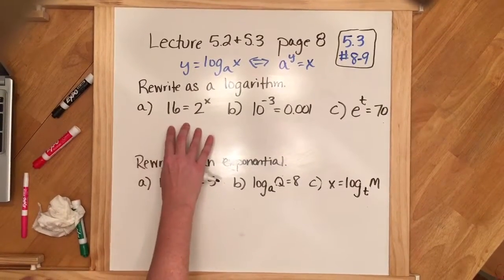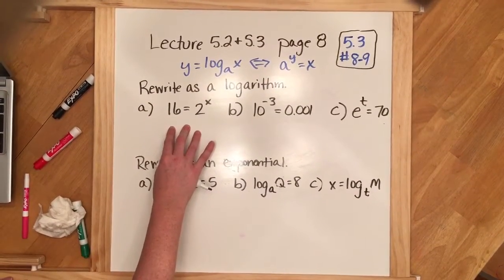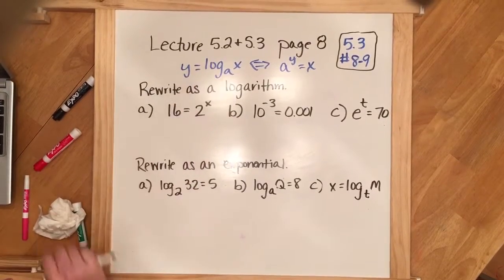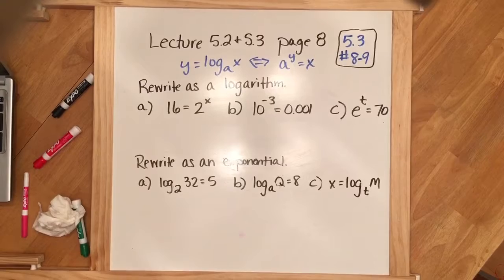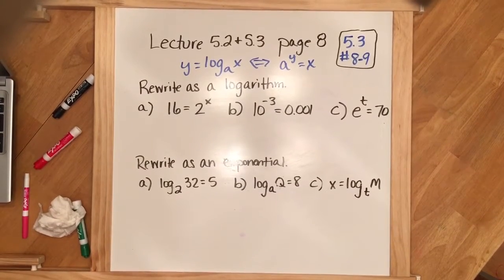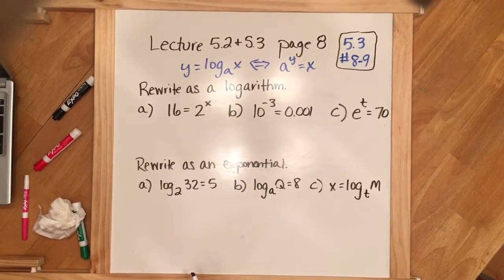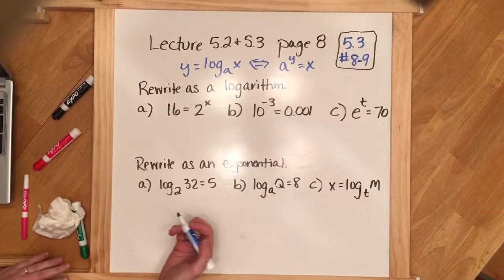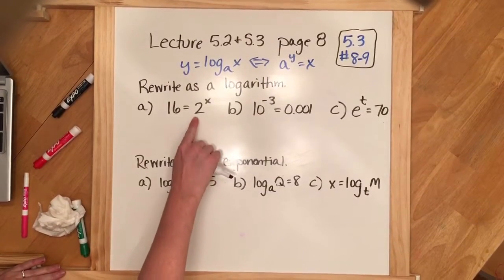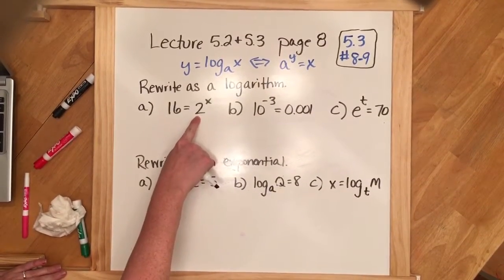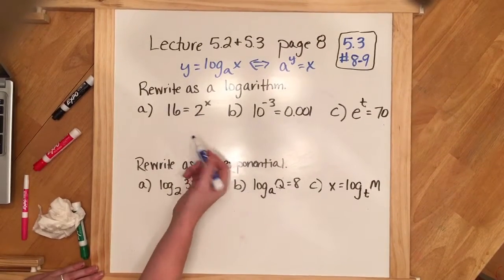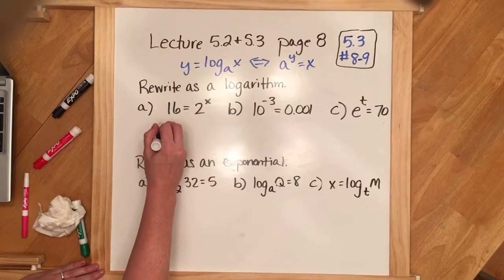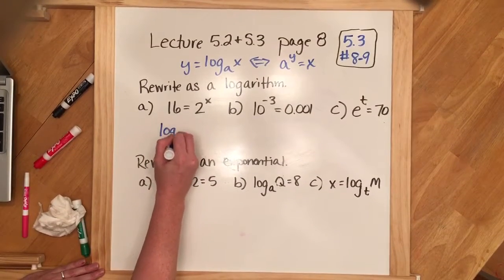So in number A here where it says 16 equals 2 to the x, we're going to write this as a logarithm. You can use the definition and see where all the pieces match up. But if I were to walk you through the meaning of this conversion, the first thing you want to point out is what is the base of the exponential equation, because the base of the exponential equation is going to be the base for the logarithm. So this one's going to be log base 2.